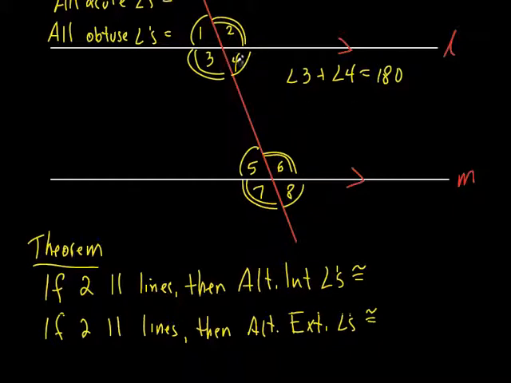What do I want to do now? I want to do 4 and 5. Let's do 4 and 5. Look at 4 and 5. What did we just say? They're alternate interior angles, right? So what must be true about 4 and 5? They equal each other. Good. So angle 4 equals angle 5.